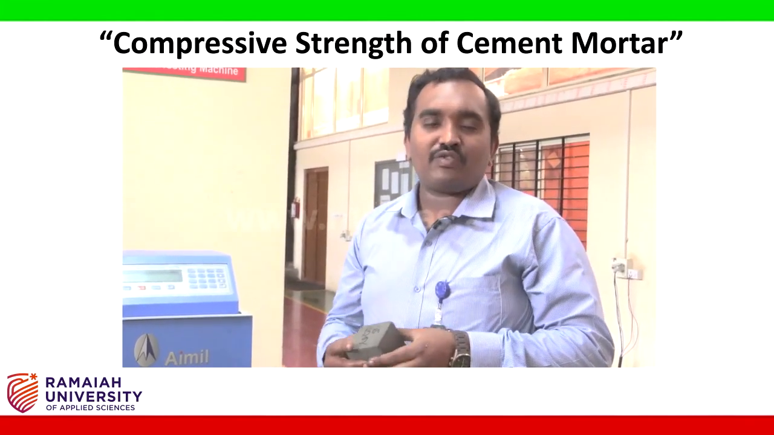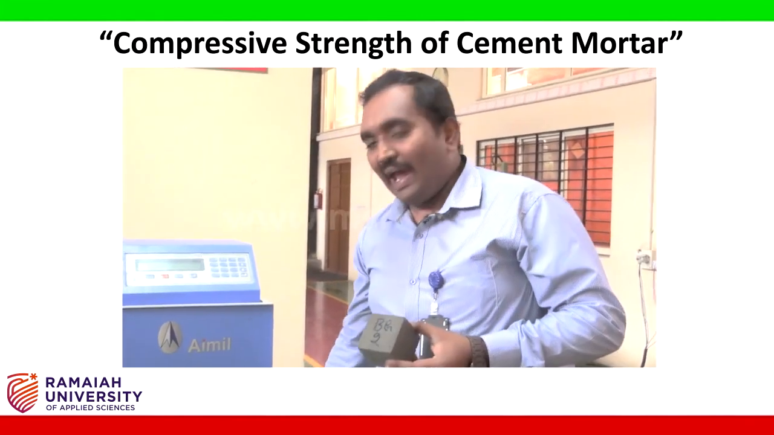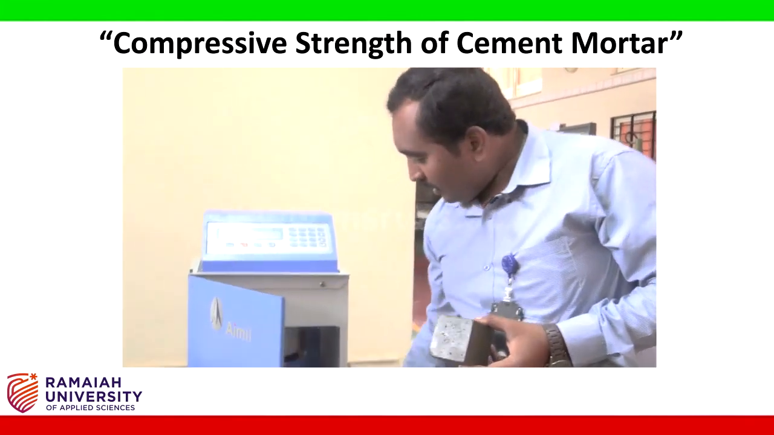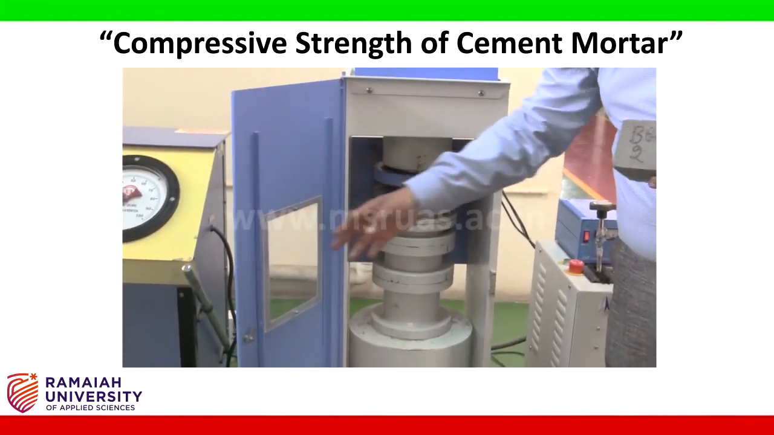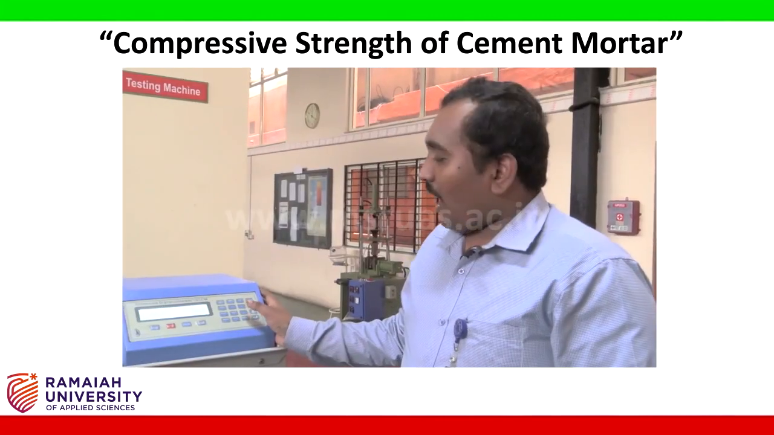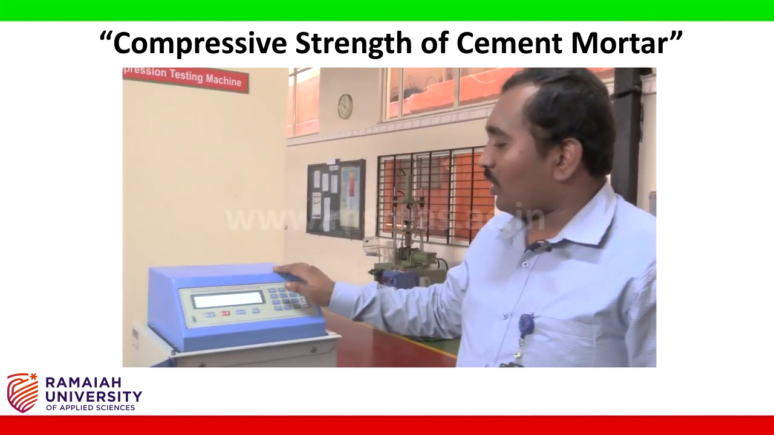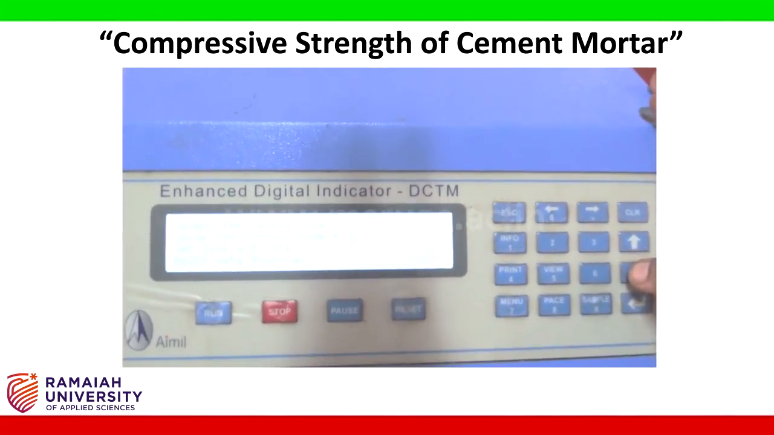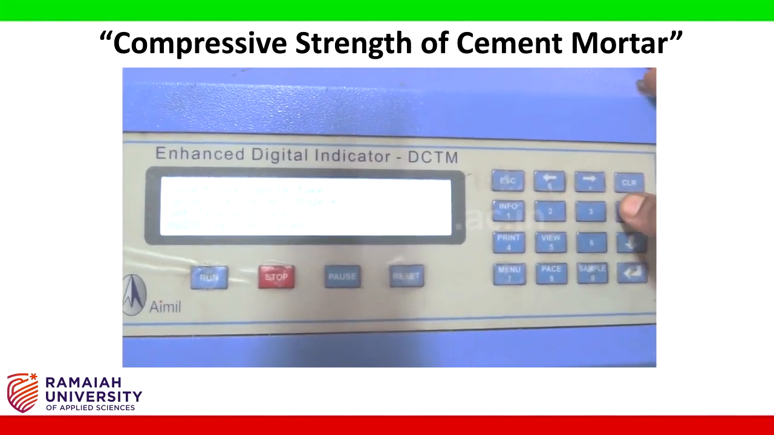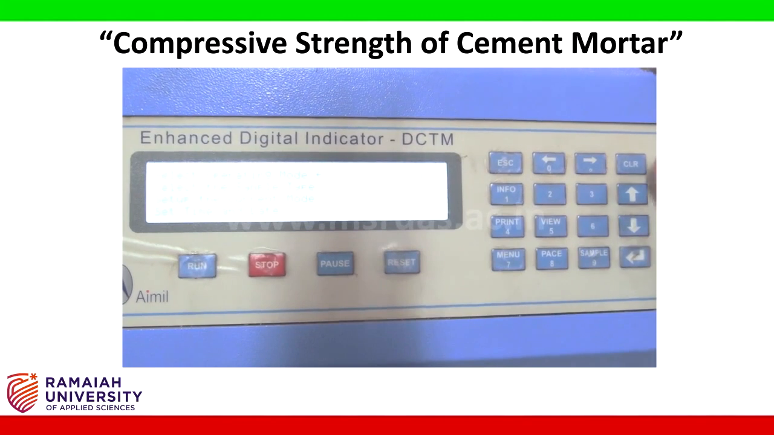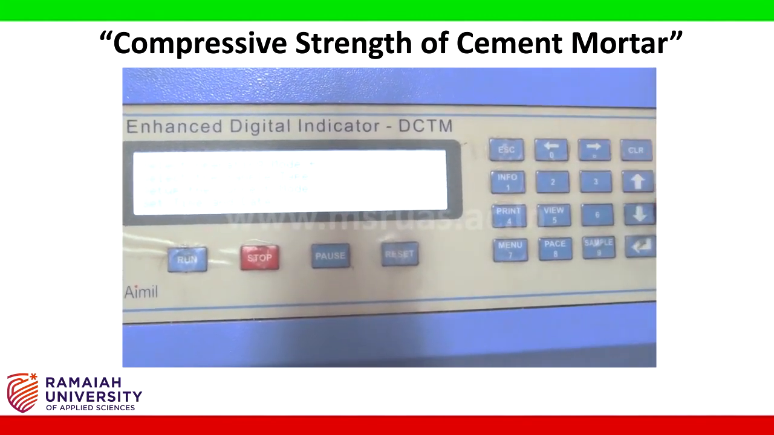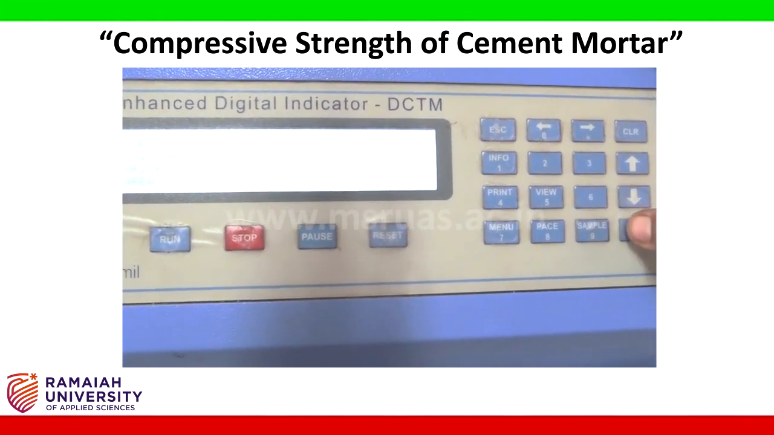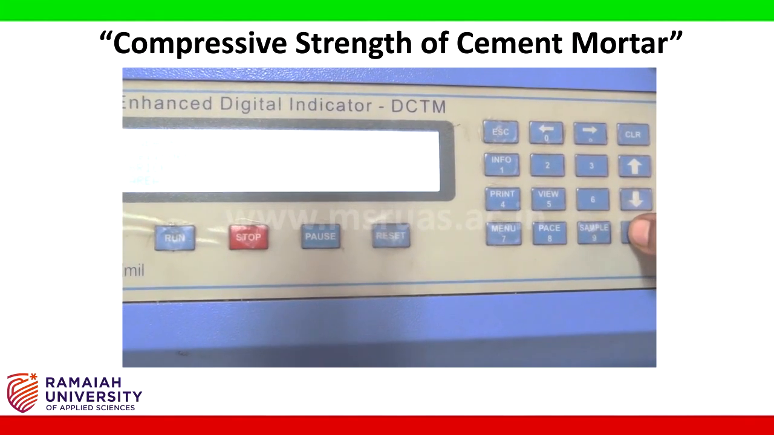We are supposed to do the test for 3 samples to get an accurate result. What we are going to do is apply the compression load to this particular specimen. So this is a compression testing machine. After preparing the specimen, we will go on with the operation of it. What we are going to do is take up the sample type. I'll put enter. It is either a cube, brick or cylinder.